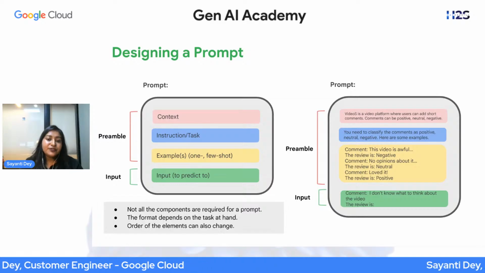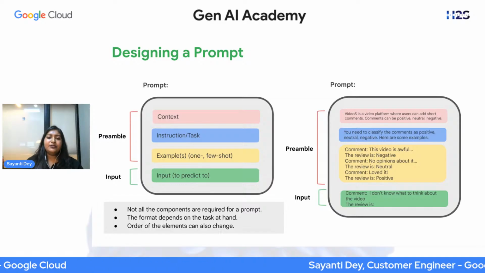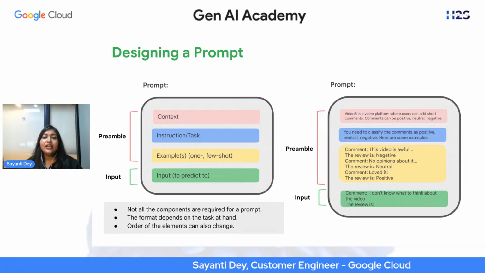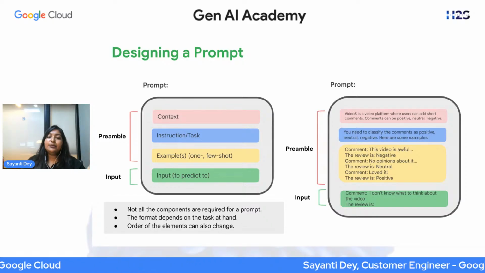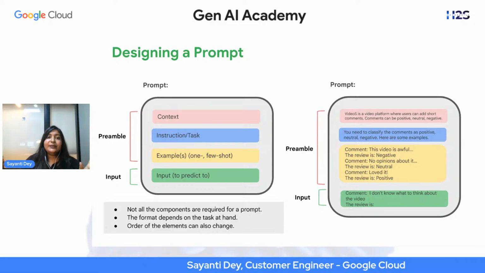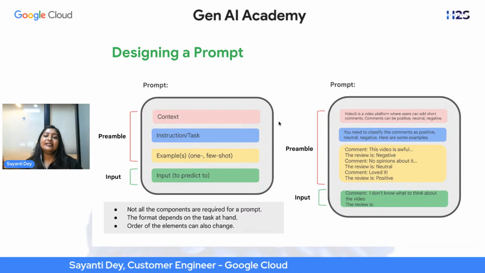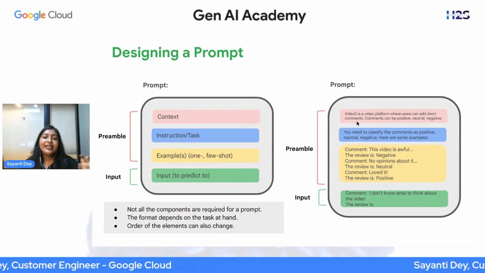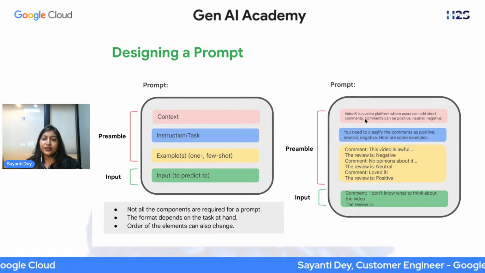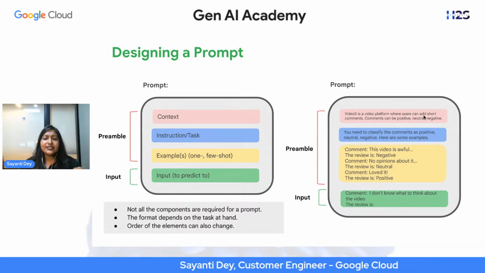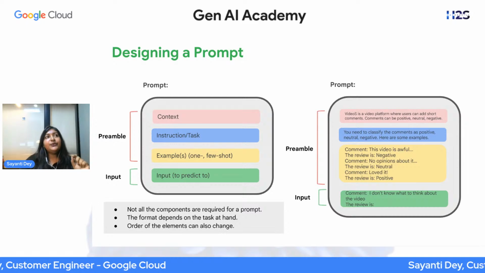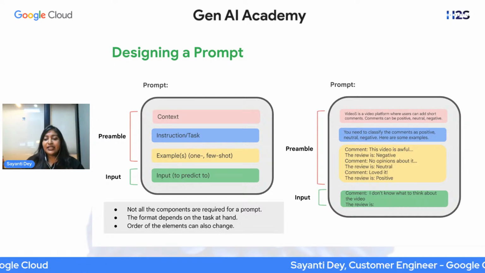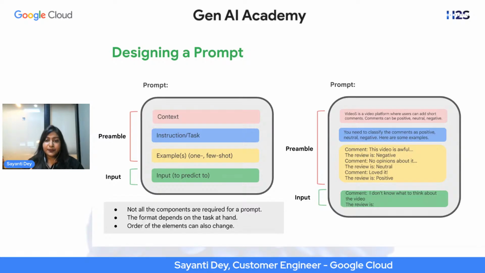So now let's take a look at the different components of it. For this one, I have taken an example of a review classification use case, right? So basically, you are getting positive, negative, or neutral reviews, and I'm asking the model to identify those, right? So first, we should give some context to the model. What do we mean by context? Let's say it's a platform that we have, right? So I am telling the model what the scenario is here. I'm saying this is a video platform where users can add short comments, which can be positive, neutral, or negative, right? How it would help is that the model will understand the requirements better, right?